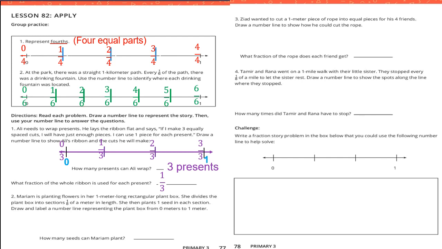Okay, here she divides the plant box into sections. Okay, the fraction here is 1/8. 8 as a denominator. It means how many equal parts? Yes, it means 8 equal parts. Okay, so here we have how many sections? How many parts? 8. So we have here 8 sections.